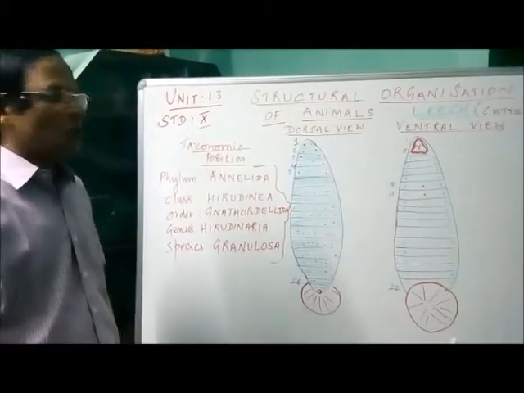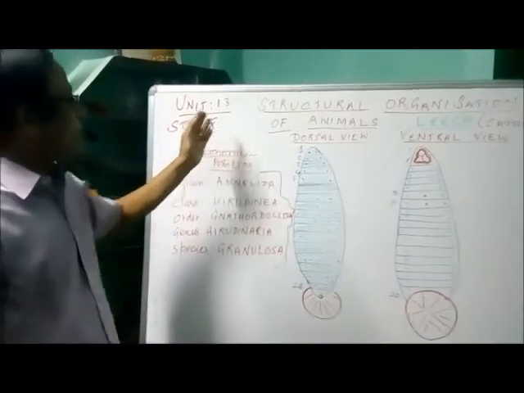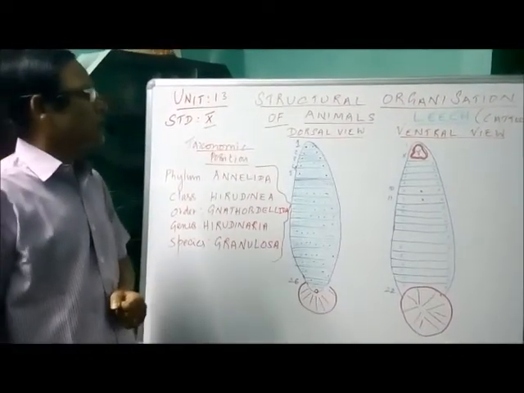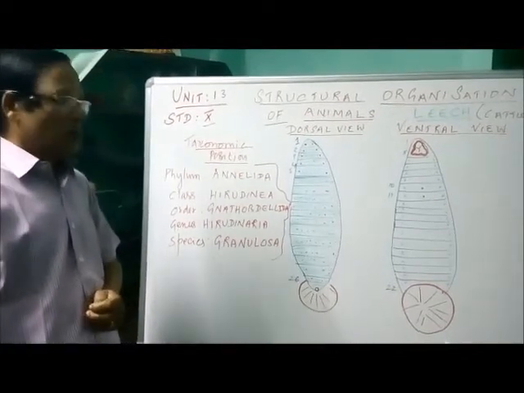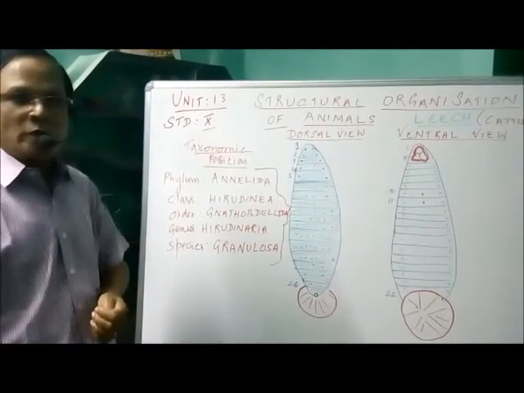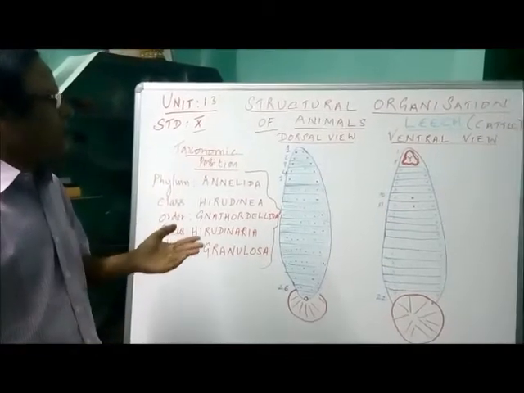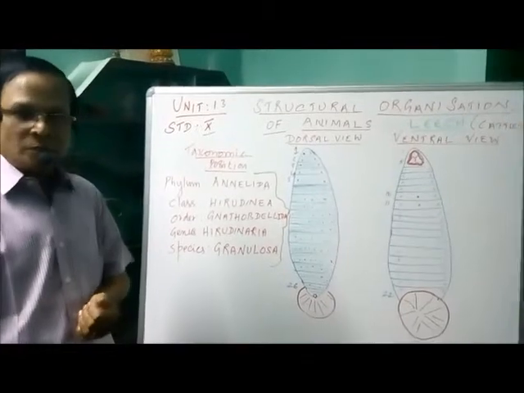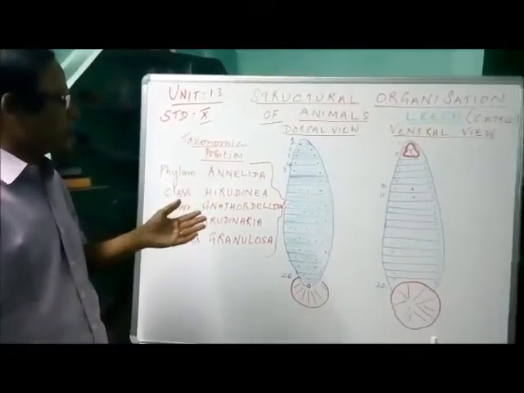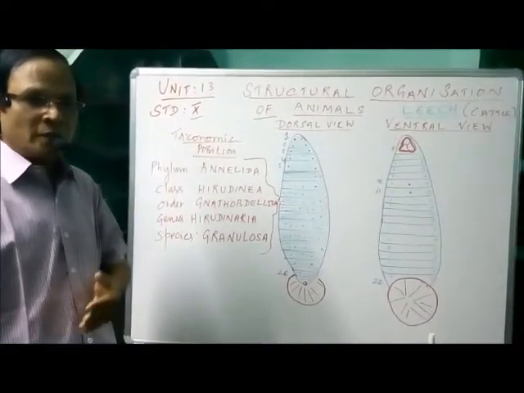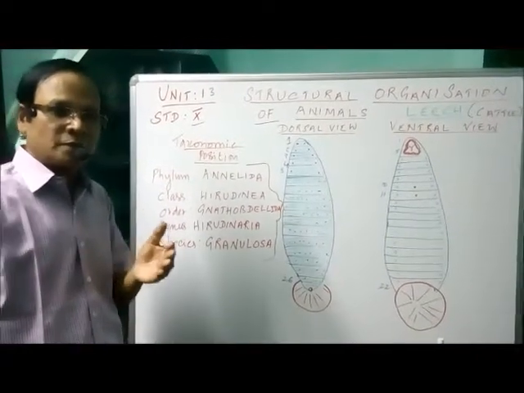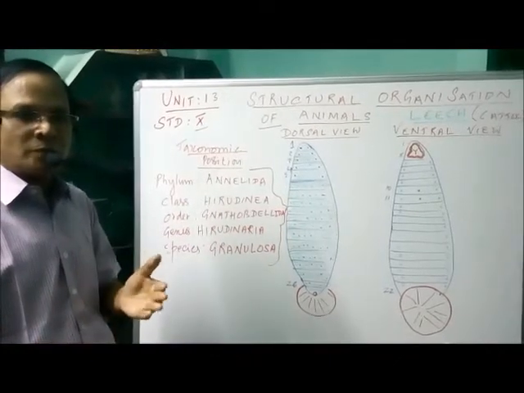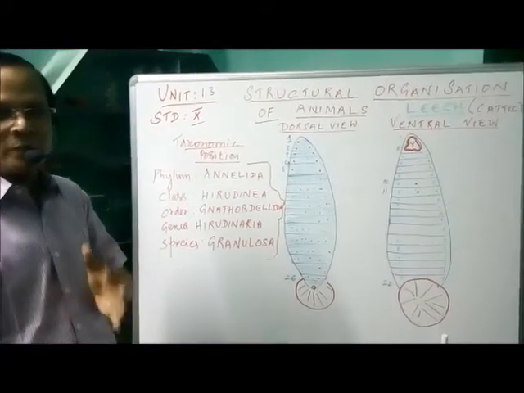Hi students, we have to pass on to the next unit, that is unit number 13, structural organization of animals. In this chapter, we have to study the morphology and anatomy of certain animals. One example from invertebrate, another example from chordate. The entire animal kingdom is classified into chordates and invertebrates. Chordates with backbone, invertebrates without backbone.